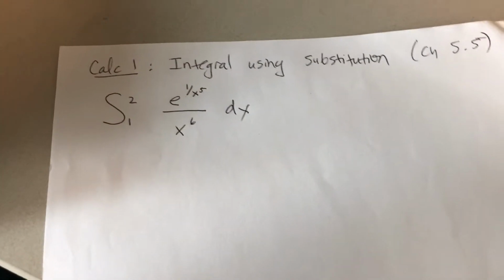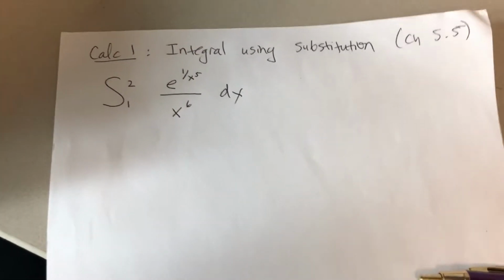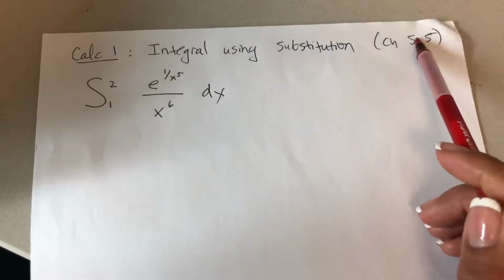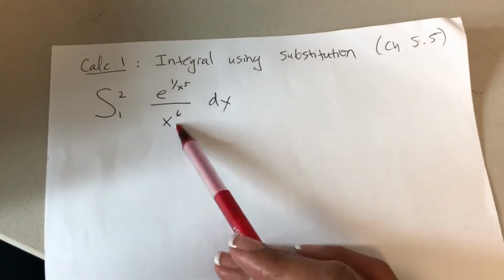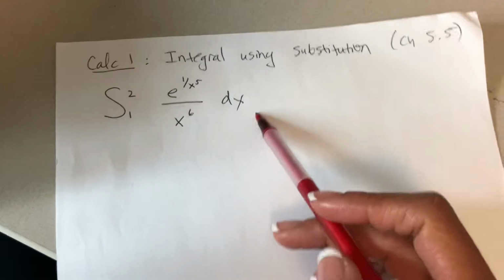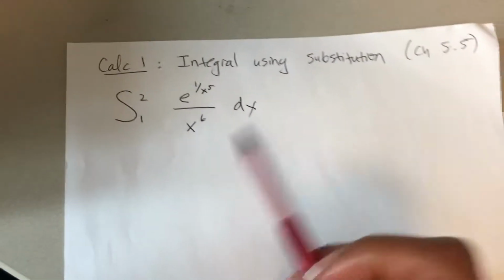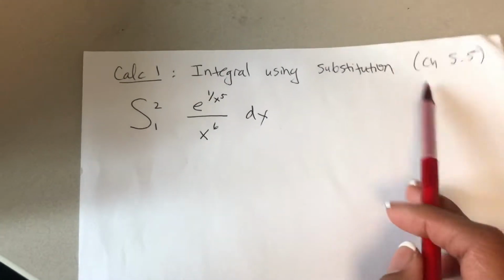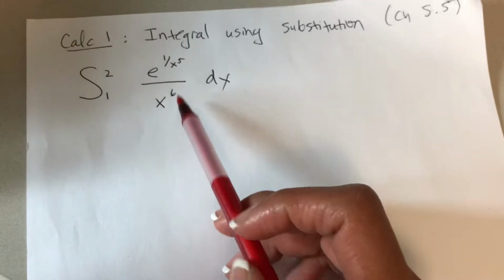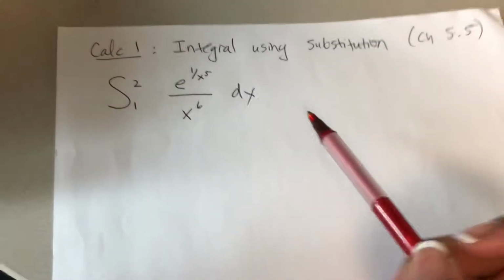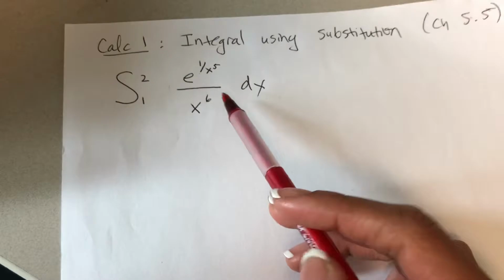This video is for Mafuza, who asked a question from the practice exam, chapter 5.5, integral using substitution. So we have an antiderivative here, and we just learned about substitution. You use substitution when the problem looks ugly, when you can't easily find the antiderivative.